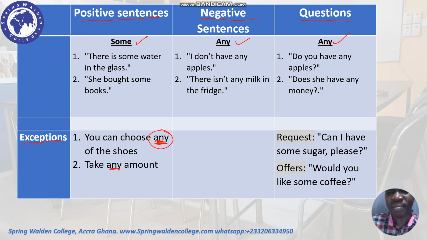And then we have requests. We use some for requests, not any. So for example, can I have some sugar? Okay, can I have some sugar please? It's not can I have any sugar. No. Offers, would you like some coffee? Would you like some coffee? Again, in this context we don't use any. Okay, so that's it. That's what I want to share with you.